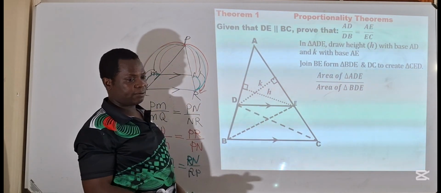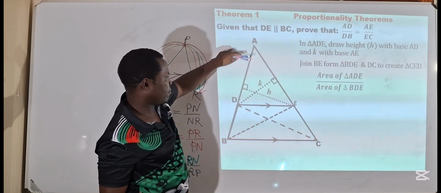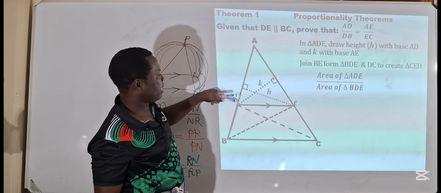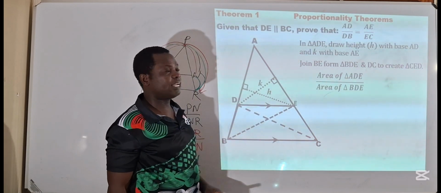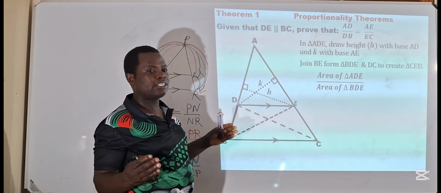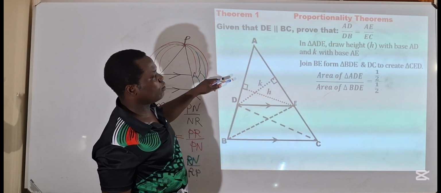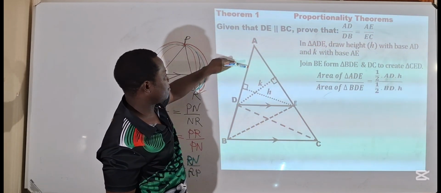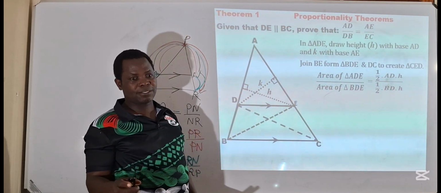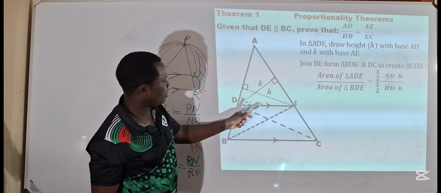We divide them. So what we notice here is that in the top triangle here, AD is the base of the triangle, and H is the height of the triangle. So the area of a triangle is half times base times height. So that means the top one is going to be half times AD, which is the base, and the height is equal to H.